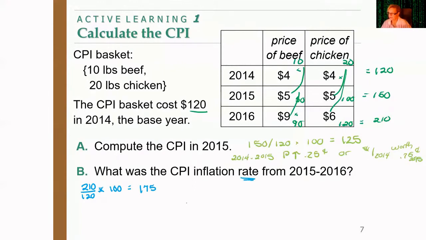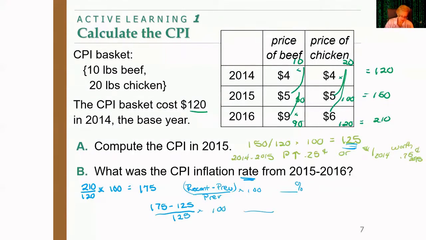Now I want the rate. Anytime you see the word rate, you're going to express it as a percentage. So essentially I'm going to use the most recent CPI minus the previous, divided by the previous, again doing that first, times 100, and because it's a rate, express it as a percentage. My most recent is 2016, so I'm going to take 175 and subtract 125, because that was my CPI in 2015, divided by my previous year 125, times 100, expressed as a percentage. So I get 50 divided by 125, how about 40%? So the inflation rate from 2015 to 2016 was 40%.